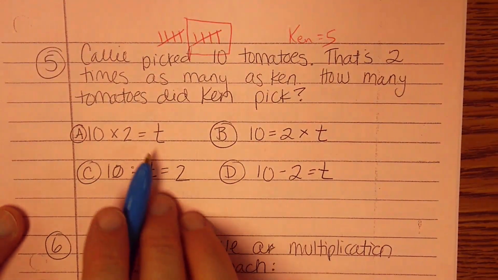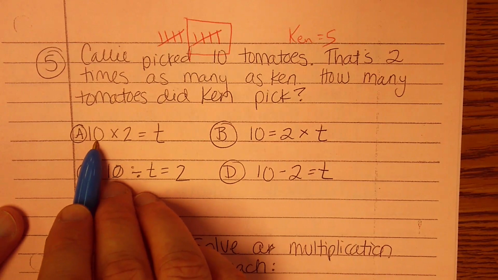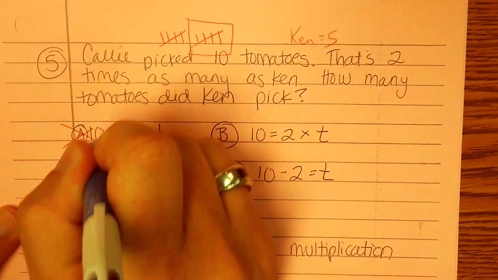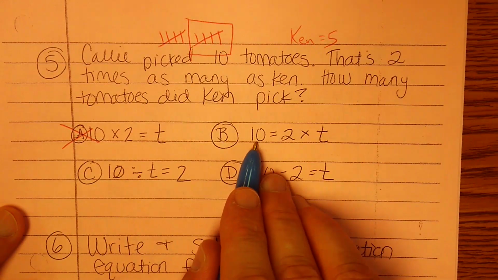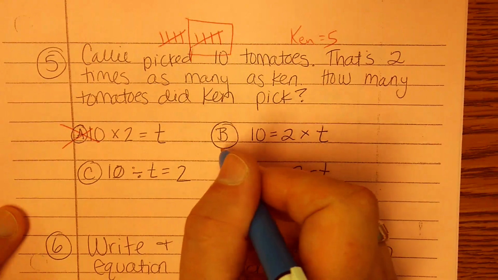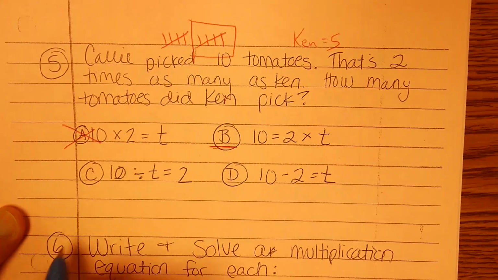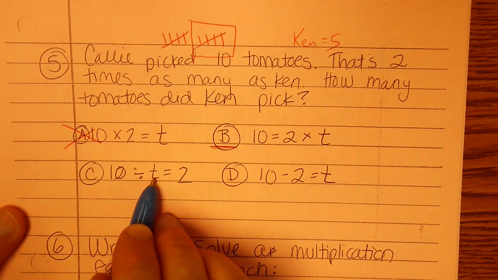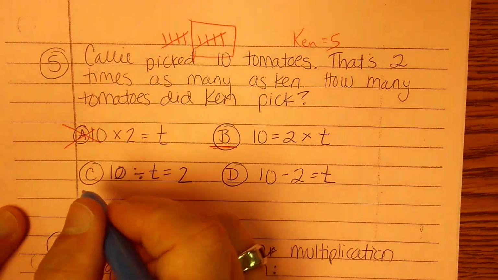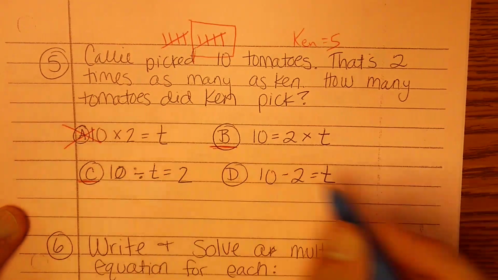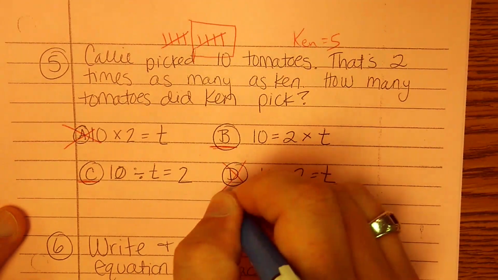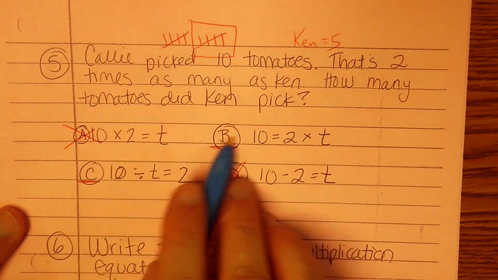So which one of these is going to give us that answer? Is 10 times 2 5? No, that's not right. Is 10 the same as 2 times 5? Yeah, kind of like that one. Is 10 divided by 5 2? Well, actually, yes it is. So maybe I kind of like that one too. Is 10 minus 2 5? No, definitely not.